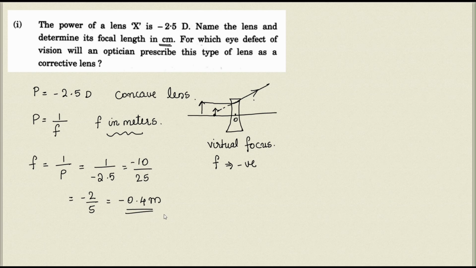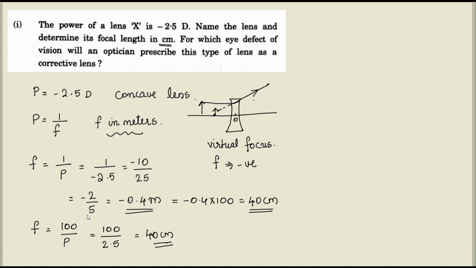This is in meters. The focal length is in meters when we directly apply the formula. Convert it into centimeters. How will you do it? Multiply by 100, that is minus 0.4 into 100, that gives minus 40 centimeters. This is the focal length in centimeters. Other than this formula, you can choose this formula also. That is F is equal to 100 by P. Why? Directly you will get the focal length in centimeters only, 100 by minus 2.5. That will be again minus 40 centimeters. Any equation you can use. That's how we are getting the focal length of the concave lens here.